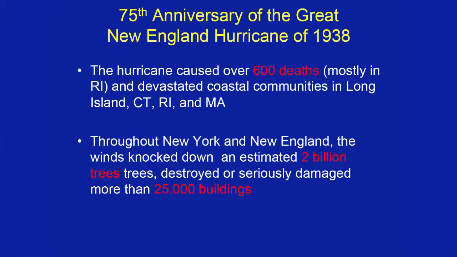So let's talk now about the 1938 storm. Let's remember that when the hurricane made landfall, it's estimated about 600 people died, mostly in Rhode Island. And throughout New York and New England, an estimated 2 billion trees were knocked down. Just remember this number, 2 billion trees estimated knocked down by that storm.